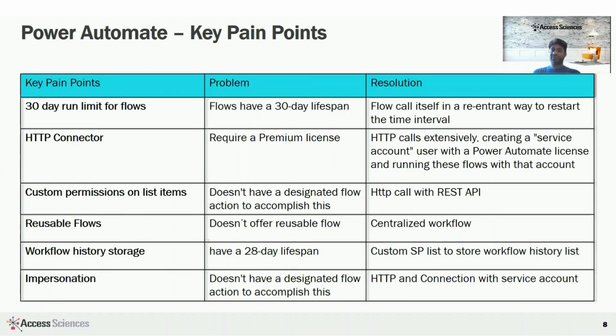So if you want to achieve custom permission on the list item, you can call the REST API with the HTTP connector. You can use grant permission, revoke permission, whatever level of permission you want to set at the item level, library level, or list level, you can easily achieve that.